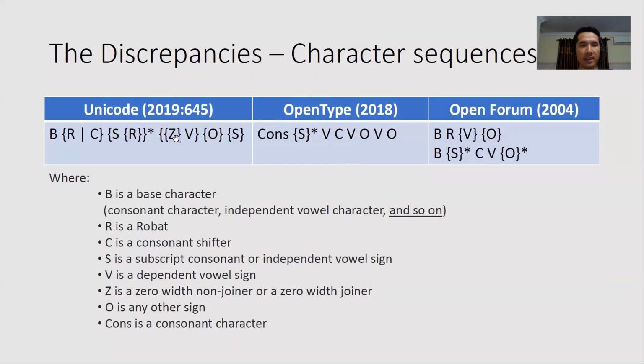So we see two differences already. One is the mention of robot in Unicode, but not in OpenType, and the other is the mention of the consonant shifter after the base, while OpenType says no, it should be after the subscript or even after the vowel.